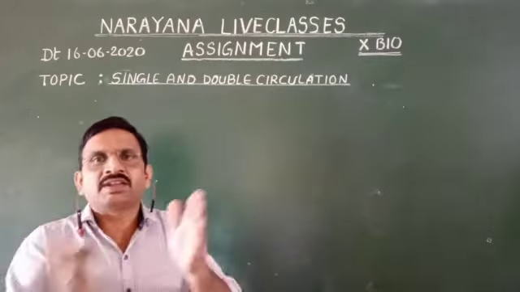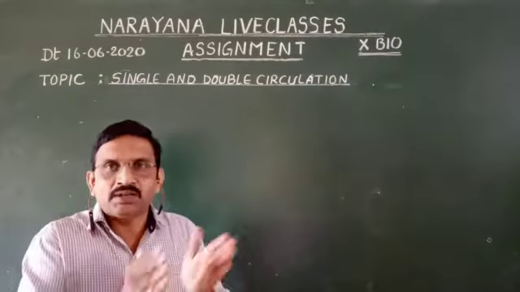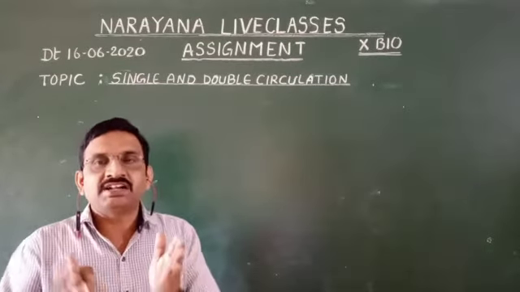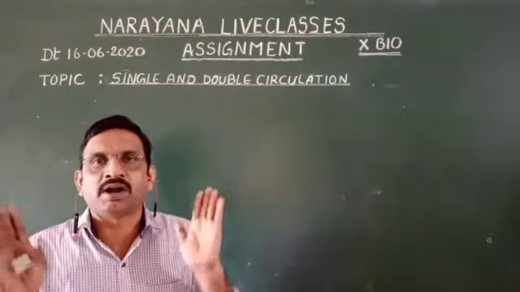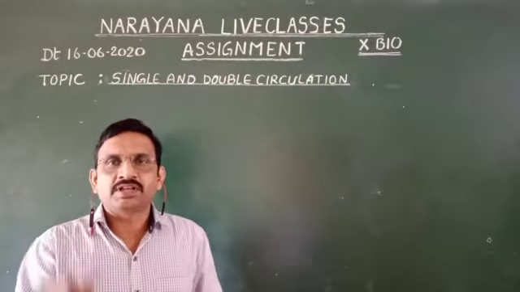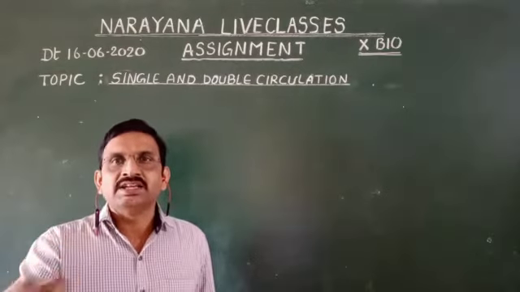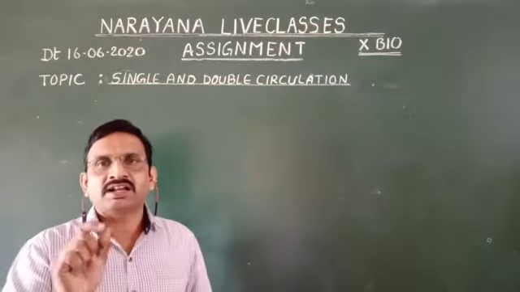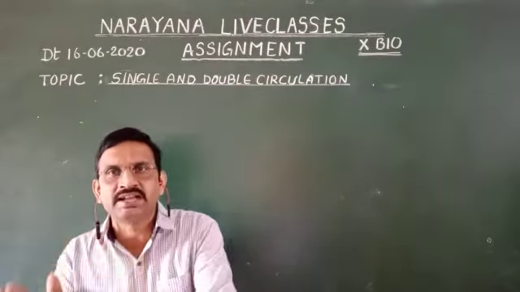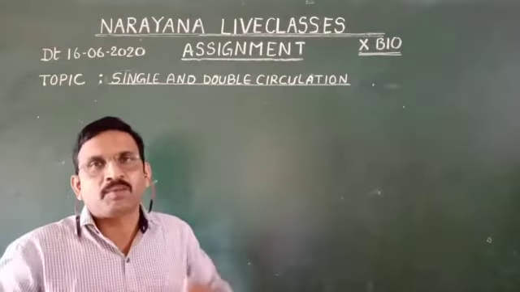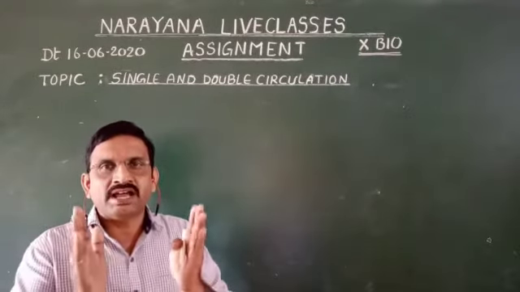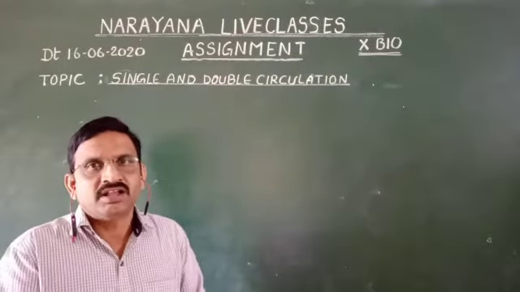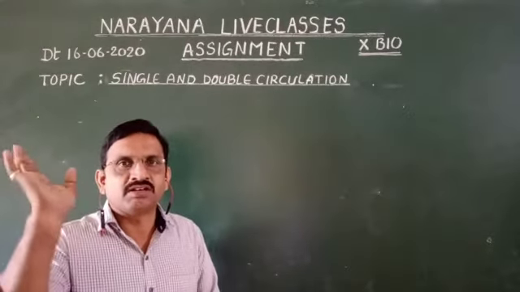Different types of animals have different types of circulatory systems. But comparatively, double circulation is very necessary. Why? First, for efficient supply of oxygen to all the cells in the body. In the double circulatory system, oxygen is supplied to all the cells in the body very efficiently. And the second one is to prevent the mixing of oxygenated and deoxygenated blood in the heart. Understood? That is the necessity of double circulation.